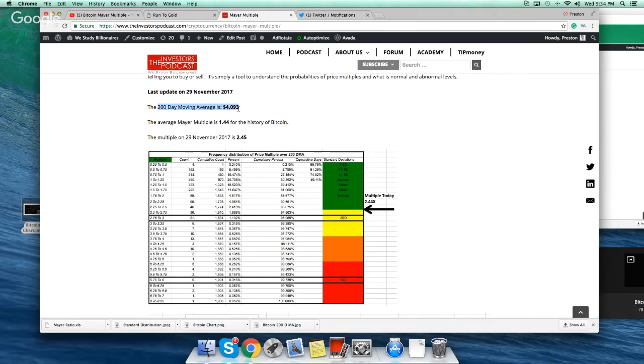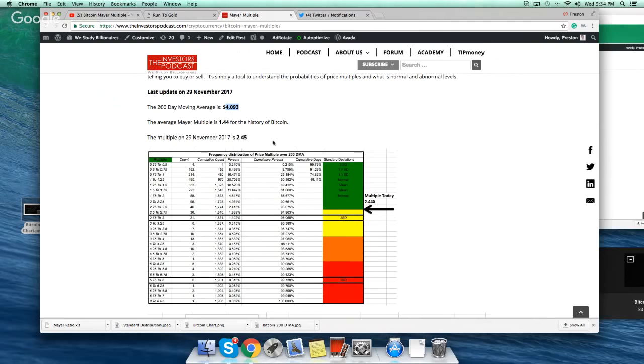When you look at this chart, the first thing I want to point out is the 200-day moving average. You can see that today, on the 29th of November, the 200-day moving average is close to $4,100 for Bitcoin. The average Mayer multiple over every single day that I have data for, which goes back to August 2012, is 1.44. That's the average. So if we were going to look at the average, you just take 1.44 times this 200-day moving average, and that would be the average price that you'll see Bitcoin trade at.